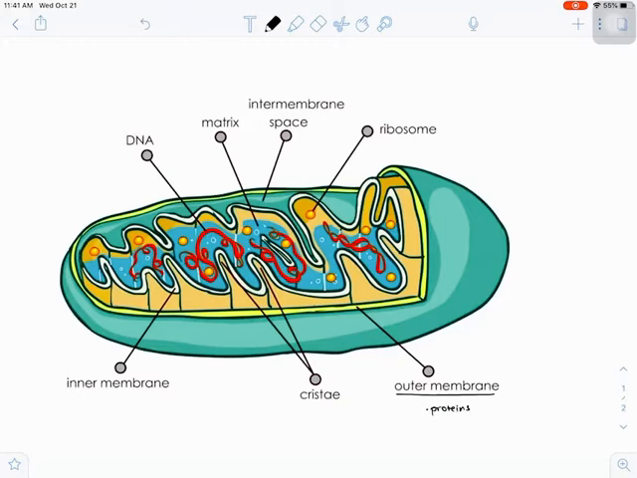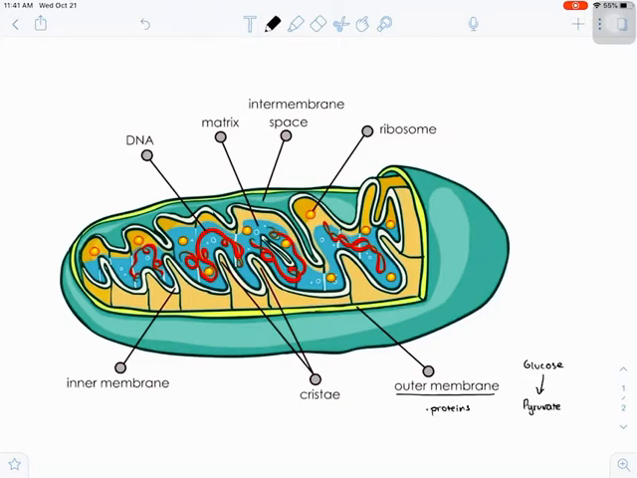And when we're talking about cellular respiration, there is a chemical reaction called glycolysis, which breaks down glucose into its smaller units, and one of these smaller sugars is called pyruvate. And the proteins in the outer membrane transport this pyruvate from the cytosol into the mitochondria.